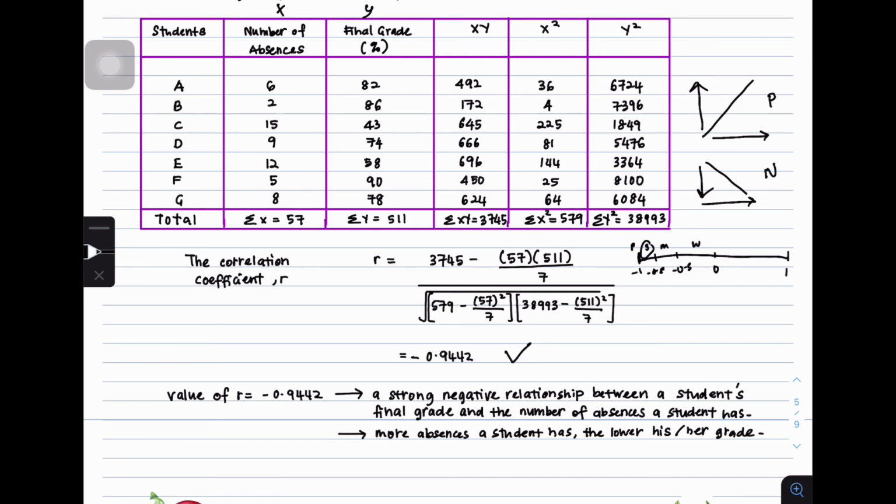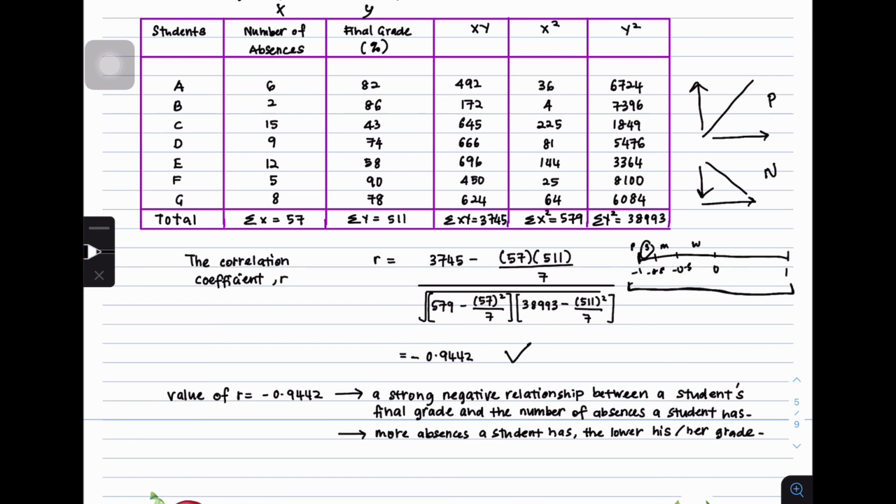So macam mana kita nak cari berapa kekuatan relationship ni, sama ada positive or negative, is by finding the value of Pearson correlation coefficient, which is R, by using the formula. Okay, and you will have the status of the relationship that lies between negative 1 to 1.